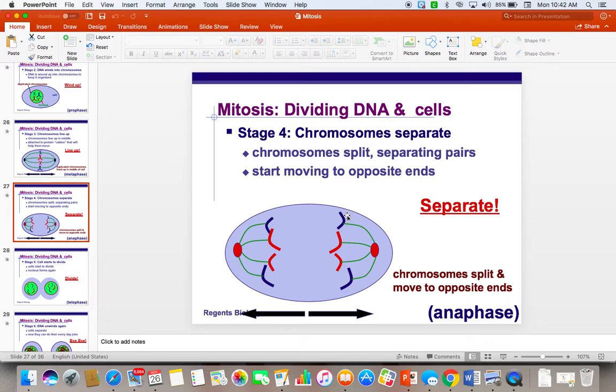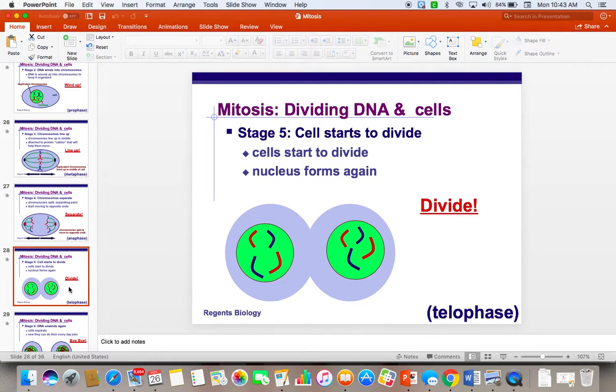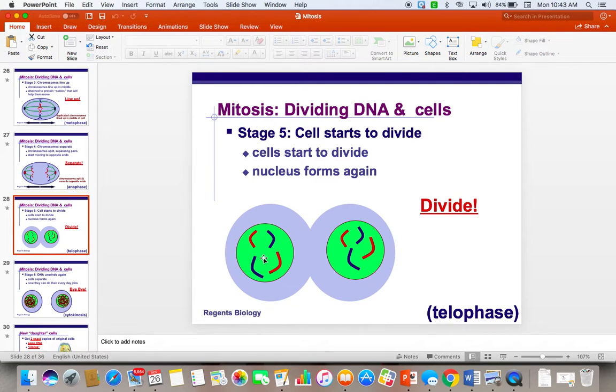Anaphase, we pull the chromosomes apart. They're now called chromosomes. So now they're single chromosomes. And so you see all this space in the middle because we're wanting half of everything to go to this side, which will be one cell. Another half to go here, so that's anaphase. And then we have telophase, where our nucleus comes back and we start to divide.